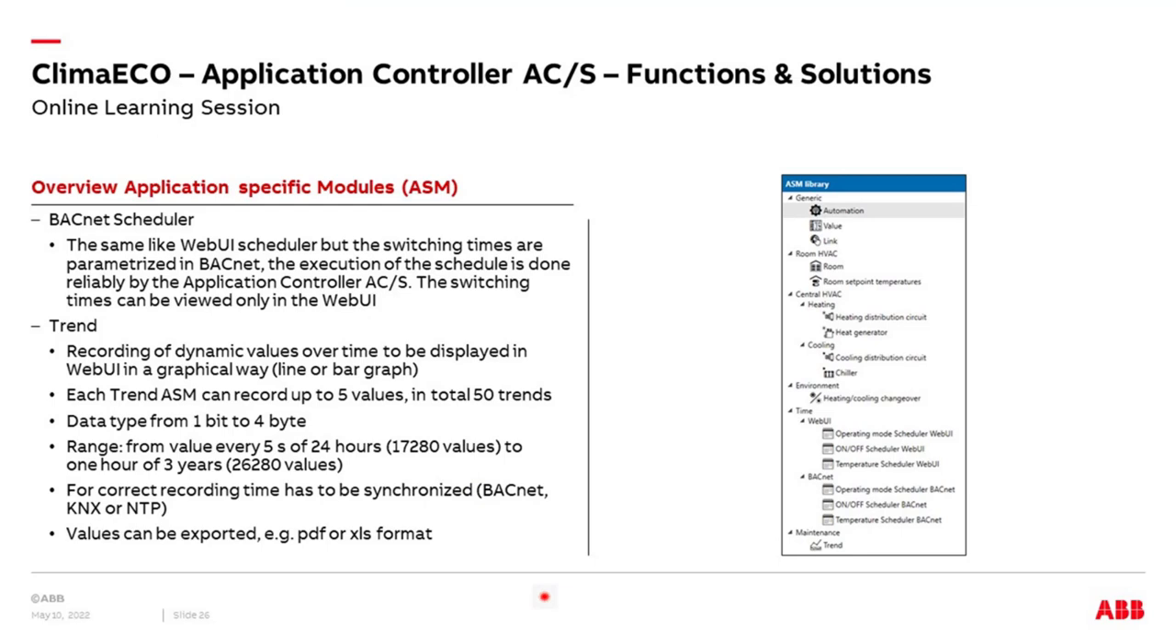A BACnet scheduler means nothing else but change or adjustment of the timer of the scheduler is done on the BACnet level, not in KNX, so not via the application controller, but the execution of the time program is done in the application controller on the KNX side. So we separate execution and operation, adjustment of the time functions.